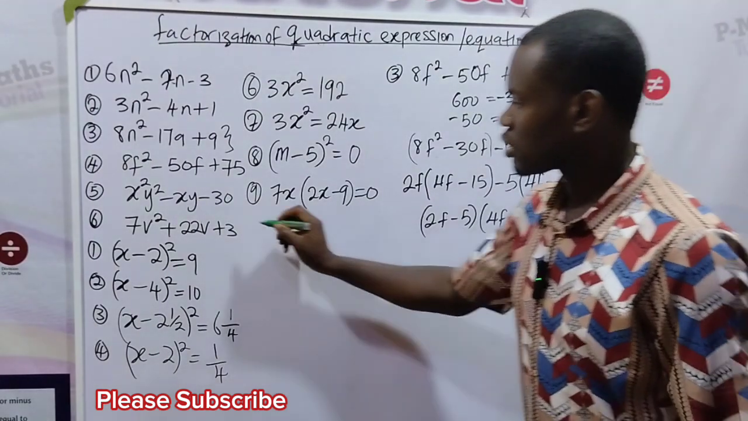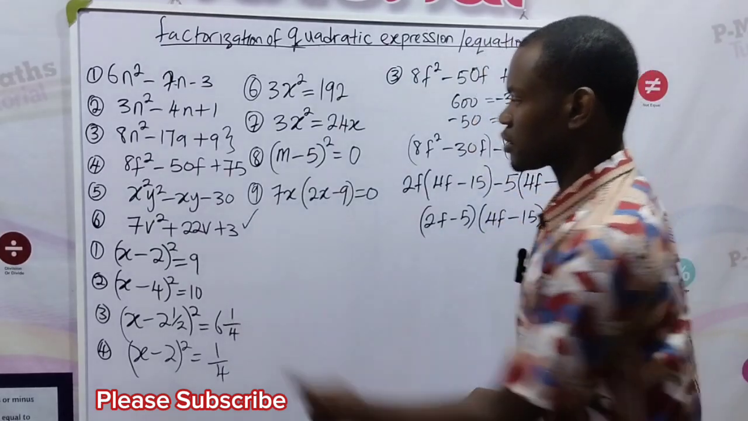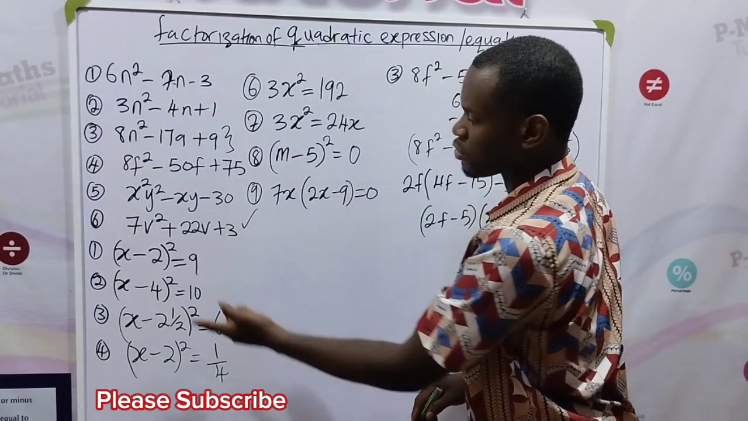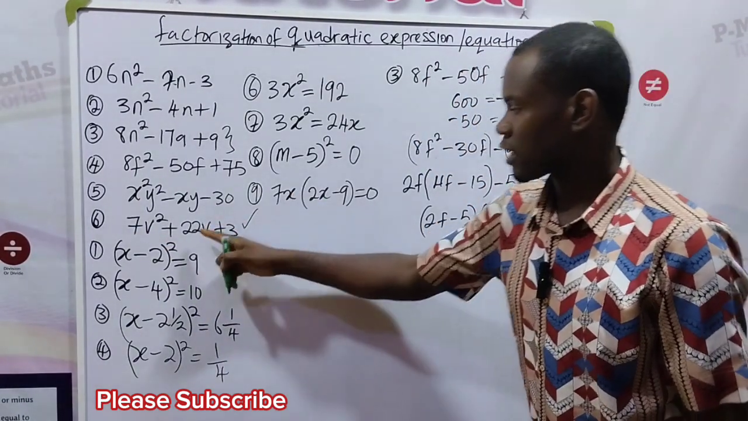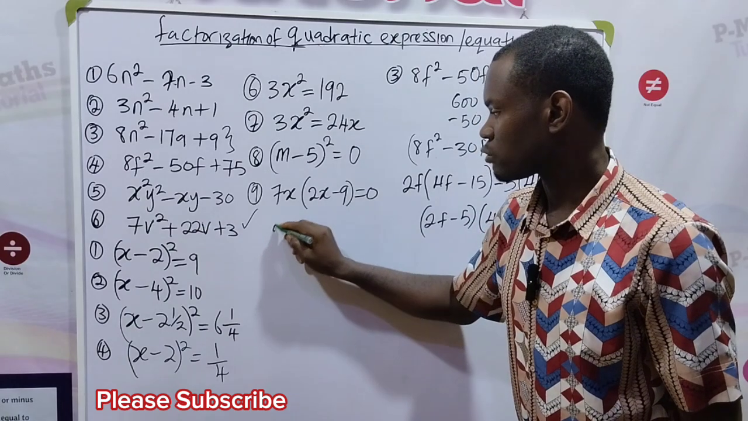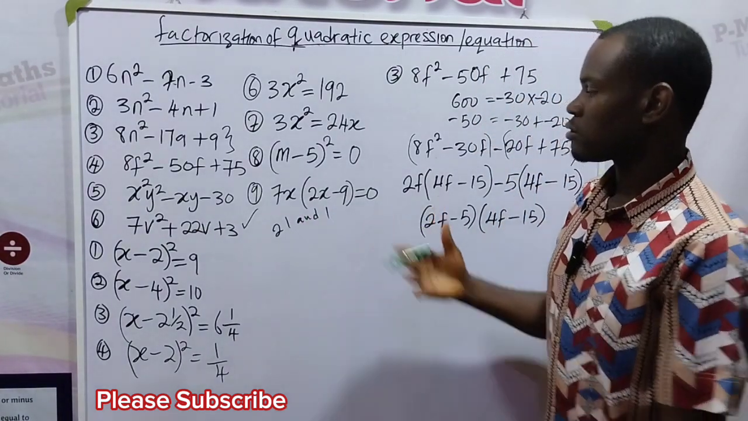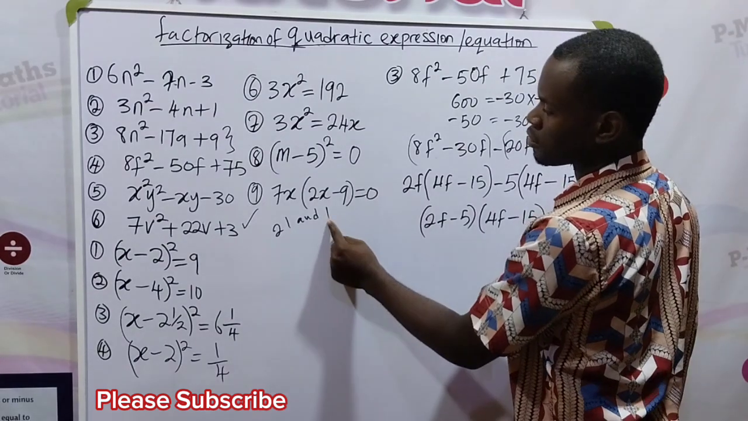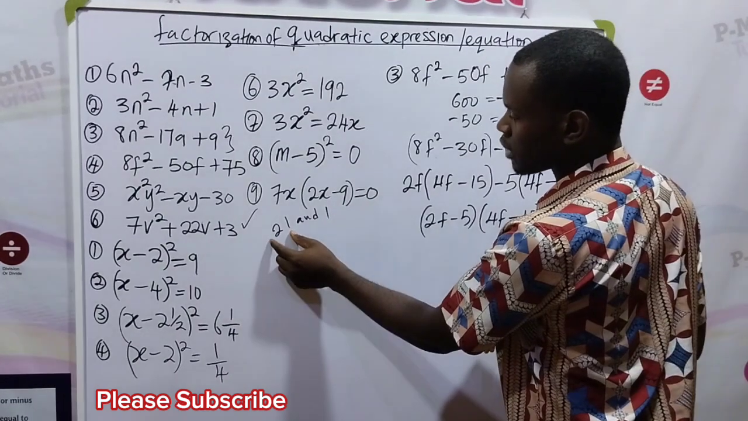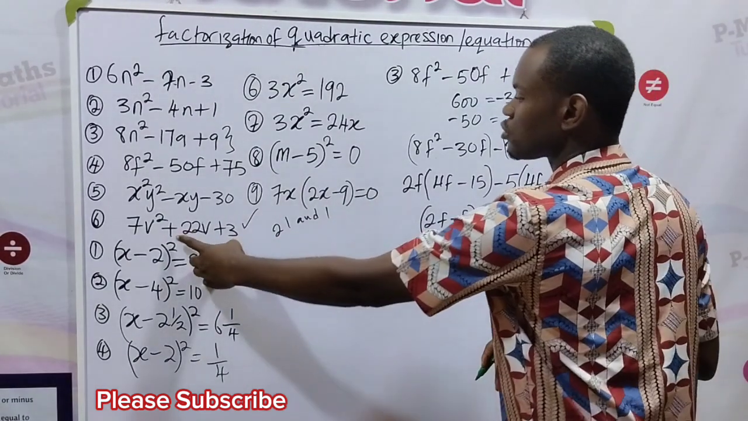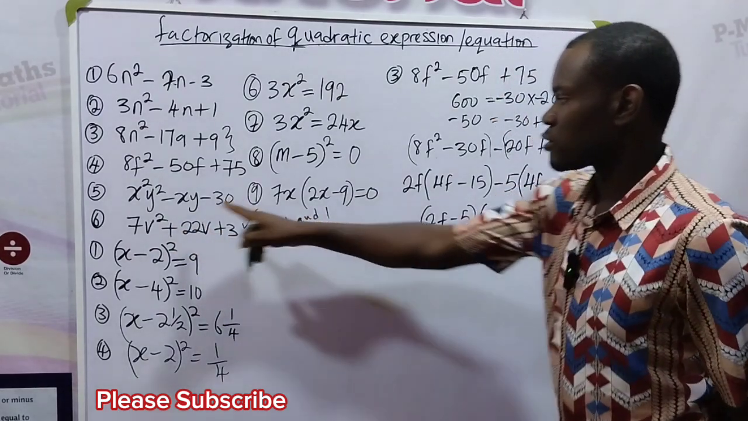Then I will also leave number 6 for you to try. Use this and multiply here. That is 21. Let me give you an expo. The factors have to be 21 and 1. 21 and 1. When you multiply 21 times 1, you have 21. 21 plus 1, you have 22. So solve this one. Let me solve number 5.